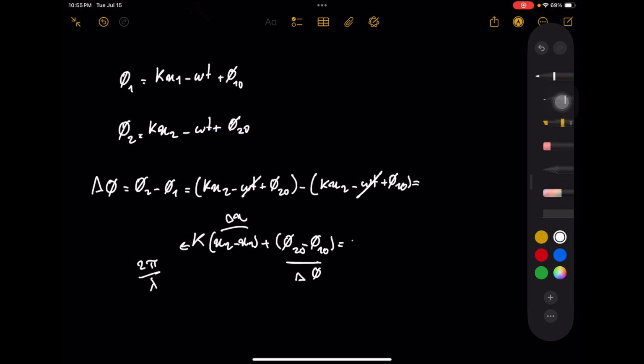So the overall equation would be delta phi equals 2 pi times delta x over lambda, plus delta phi0. So now that's the formula for the phase difference. And now let's get to what they are called. This is called the path length difference, and this is called the inherent phase difference.